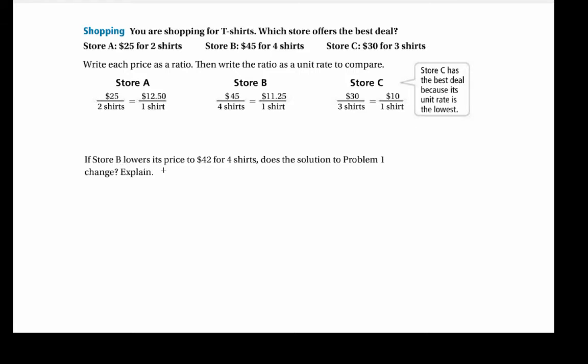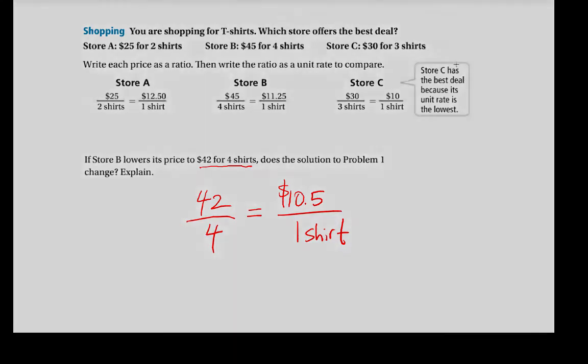Follow-up question here. If store B lowers its price to $42 for 4 shirts, does the solution to the first problem change? Well, let's take a look at that. 42/4, that's this information here. What's the unit rate? Well, 42 divided by 4 is 10.5. So $10.50 per 1 shirt. Still not a better deal than it is at store C. Store C, it's $10 per shirt.